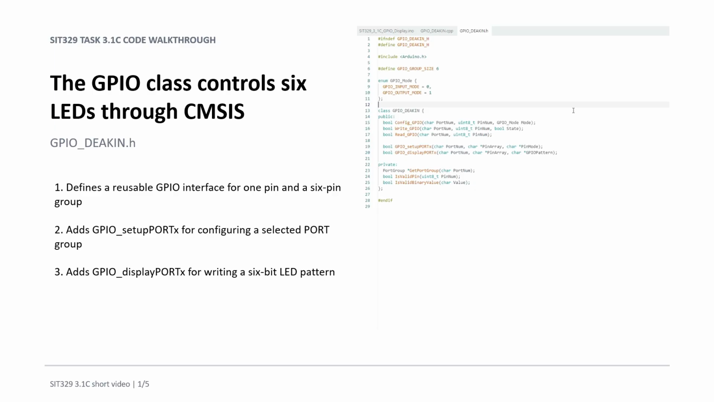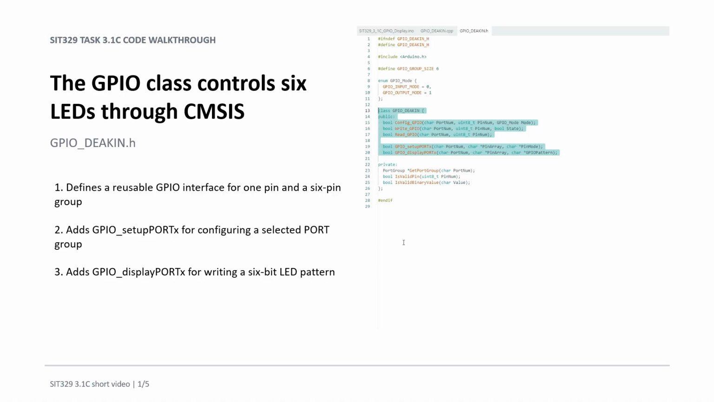Header file for my GPIO Deacon class. It keeps the interface separate from the implementation, so the main Arduino sketch can call clear functions instead of directly touching registers. The constant GPIO group size is set to 6 because this task requires 6 LEDs. The two important new methods are GPIO setup port X and GPIO display port X.